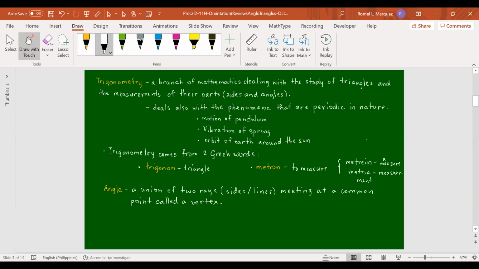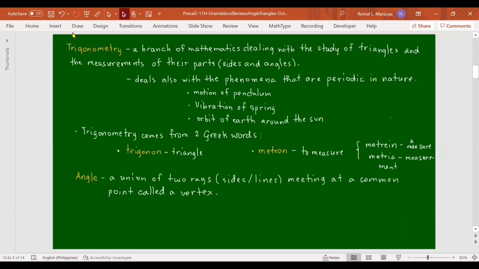So we have, I don't know what's happening. I can't see the arrow in my, wait. I'll have to share again. Okay. Do you still see the board, guys? Yes po. Okay.